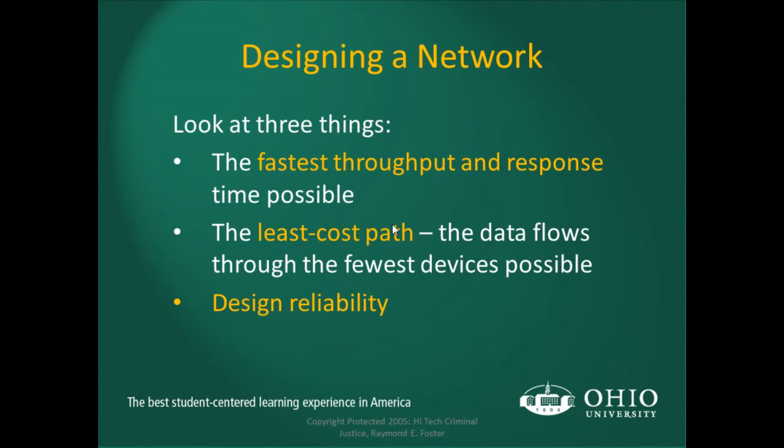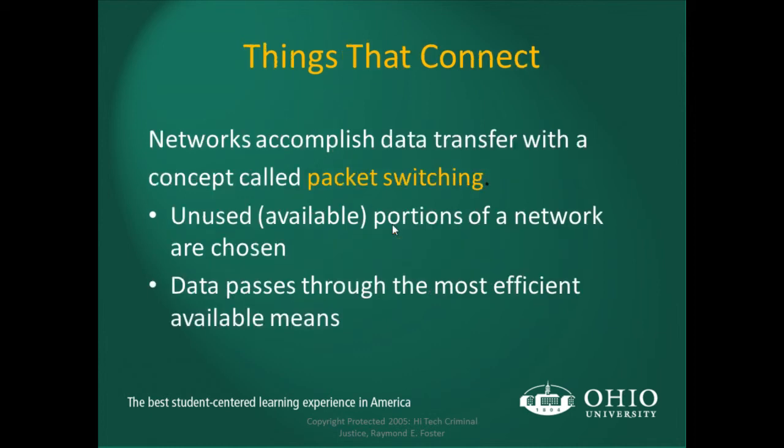The cost. If we have a link here that's a little bit cheaper than the other, we'll put some costing parameters in there so that we maybe want more of that data to travel across the least expensive path or the fastest. And design reliability. Do we have the ability to sustain some sort of hit to our network and still maintain the reliability of the network?